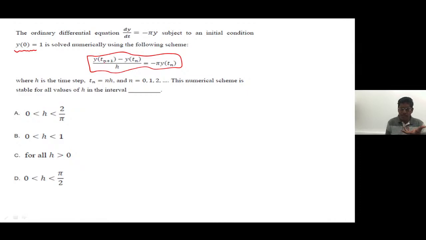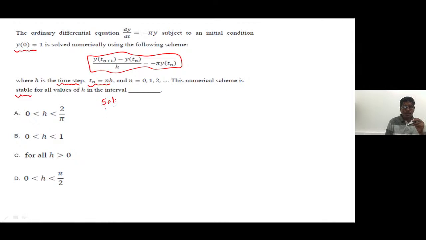They can drop the independent variable. This is simply written as (y_n+1 - y_n) divided by h is equal to minus pi times y_n, where h is the time step, or some people call it step size. t_n is equal to n times h, and n is equal to 0, 1, 2, and so on. This numerical scheme, related to stability analysis, uses Euler's forward iteration method, for all values of h in the interval. Four options A, B, C, D are given.